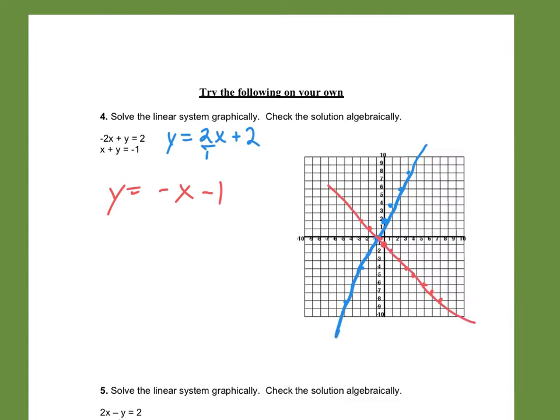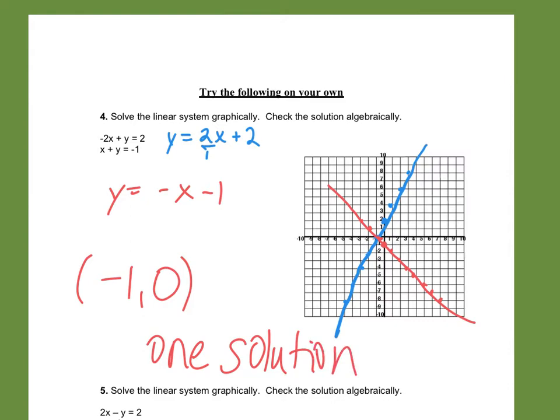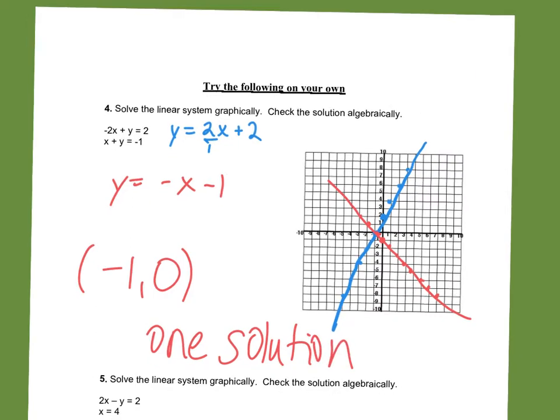Do these intersect? Yep, what point? Negative 1, 0. Good. So it's 1 solution at negative 1, 0. Okay.